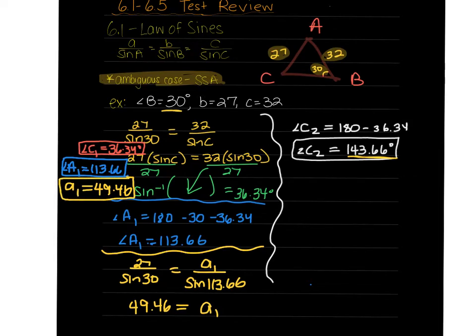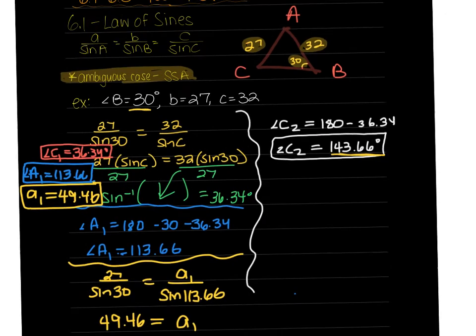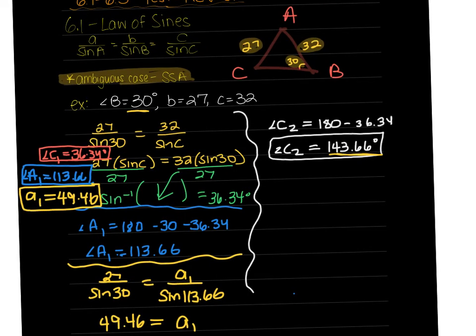And that's the last piece of information from my first triangle. So now I've got to finish out my second triangle. There are still 3 angles in that second triangle. I still got given the same first one, which is 30 degrees. I found angle C2 is 143.66. So I'm going to take those two and subtract them from 180 to find angle A2. So 180 minus 143.66 minus 30, and I get 6.34.